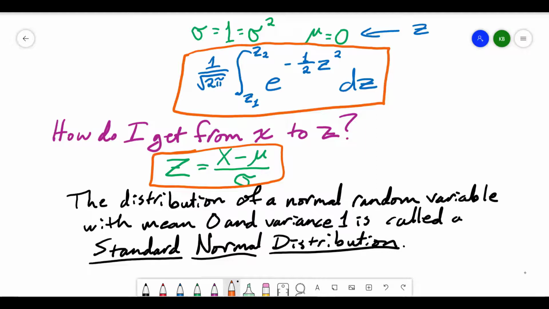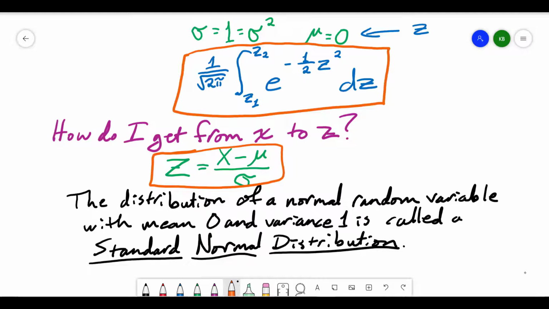So if I wanted to find the area, the integral, for a z value of, say, negative 1.83, I would go to the negative 1.8 row, and I would go over to the 0.03 column, and I would find 0.0336. And that gives me the area.